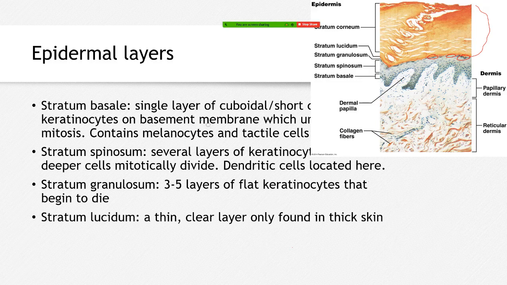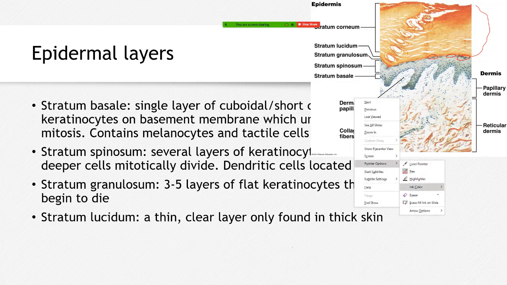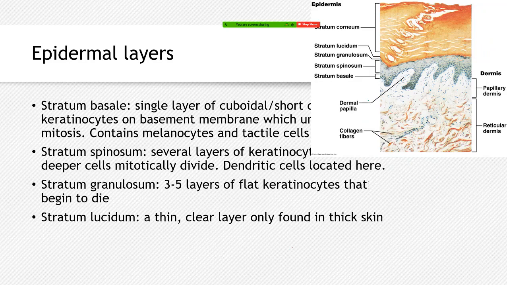This next layer is only found in thick skin. It's called stratum lucidum. Lucidum means lucid, meaning that we could see through it. This particular dye prevents us from seeing through it, but it's this darker orangey color here. That's the stratum lucidum right there. Yeah. We only find this in thick skin. It's not found in thin skin.